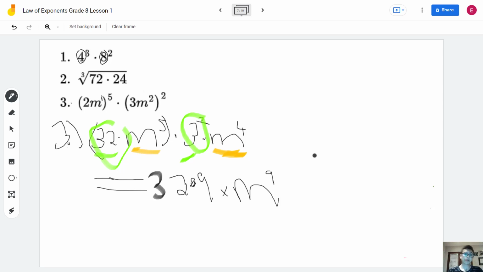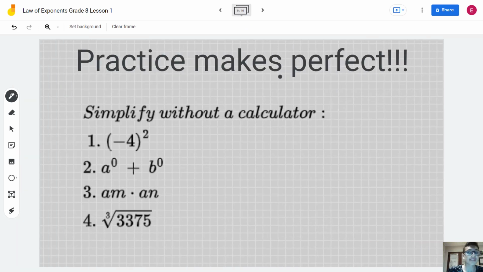So that will be our last exercise for the lesson. However, I have some other practice problems that test all these new laws of exponents that you just learned, and the answers for these will be in the description of the video.